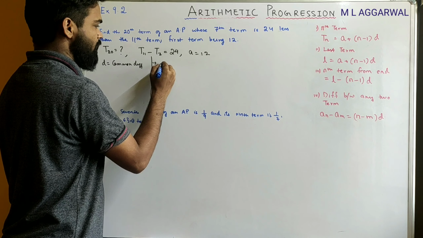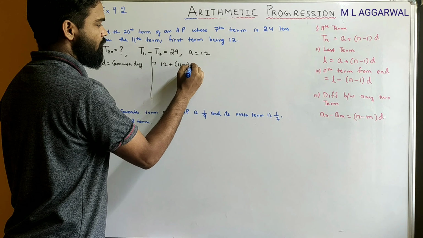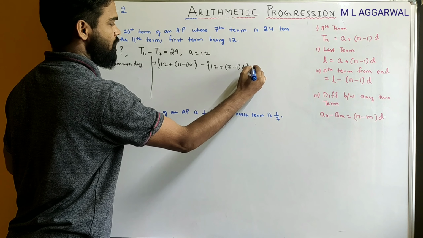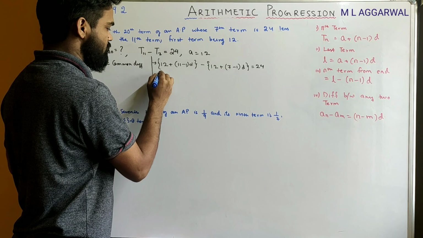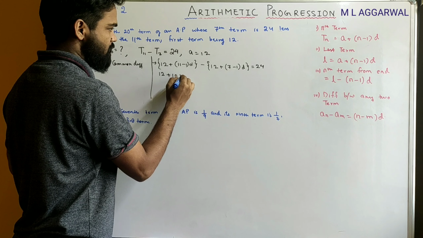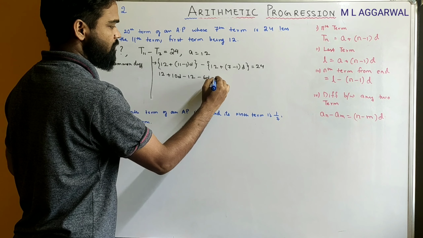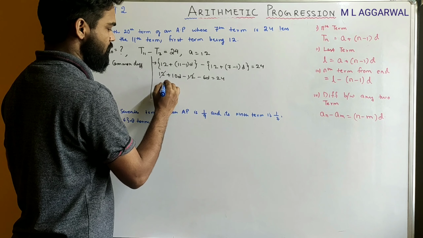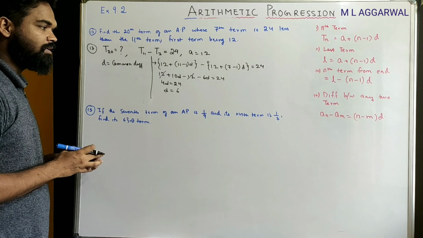Now T11 is nothing but A plus 11 minus 1 into D, isn't it? Similarly, T7 is A plus 7 minus 1 into D, and that is equal to 24. They've already given A to us, which means when you open the bracket, this is 12 plus 10D minus 12 minus 6D is equal to 24, which means 4D equals 24, which means D equals 6. We got D as 6.